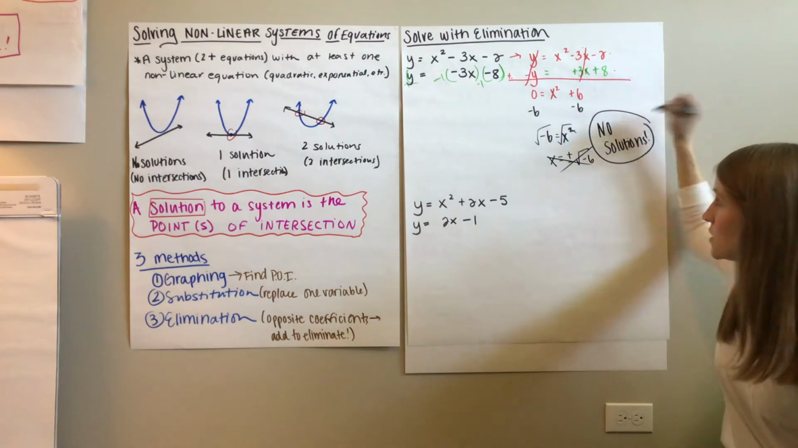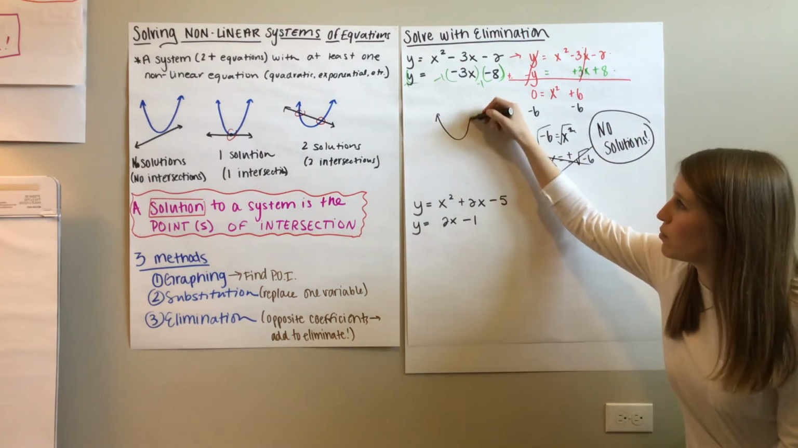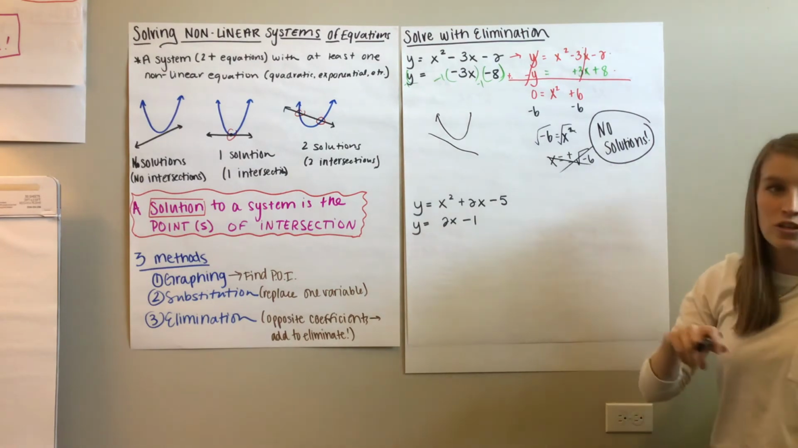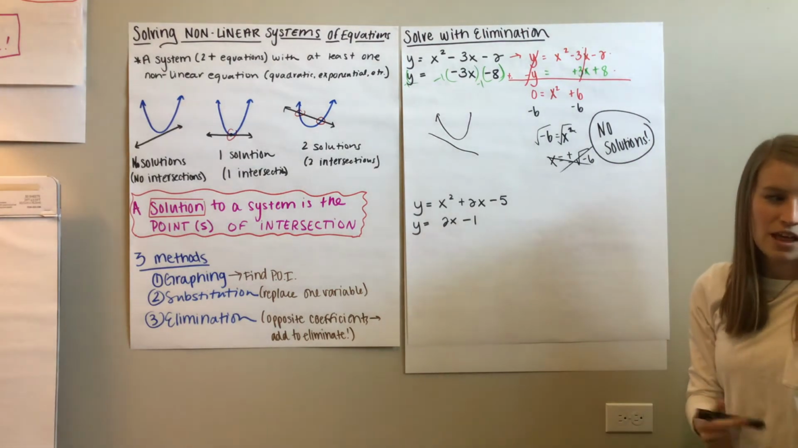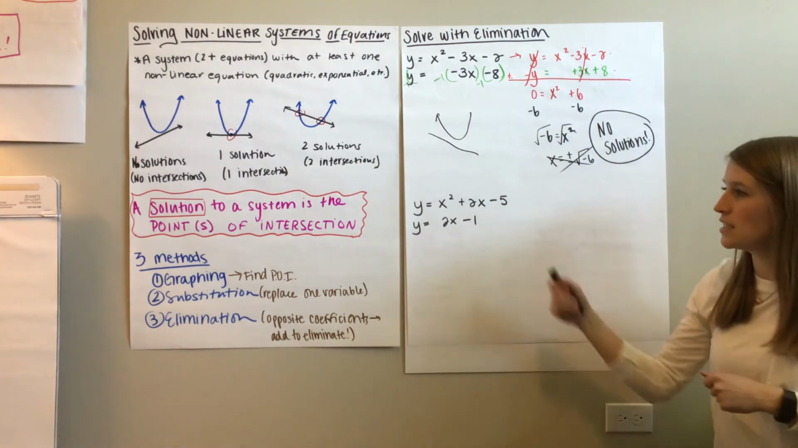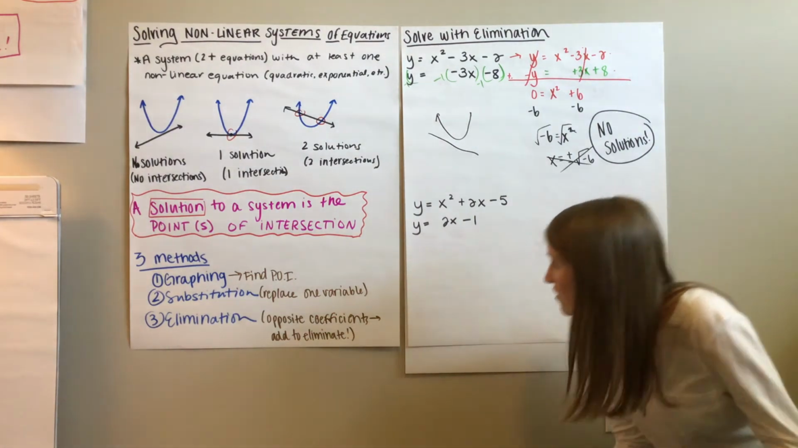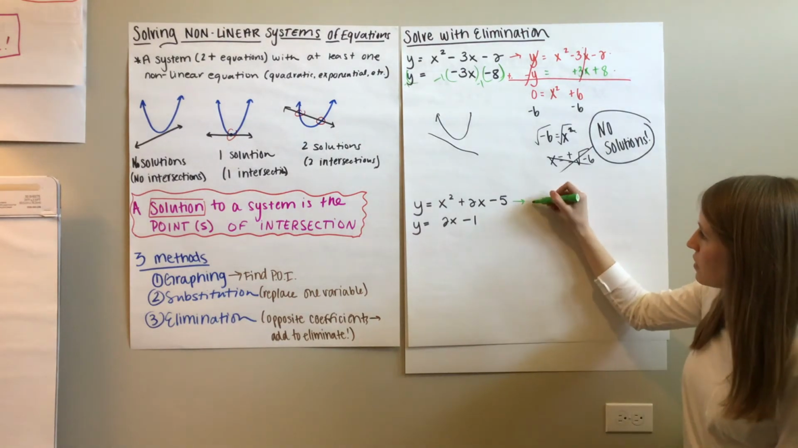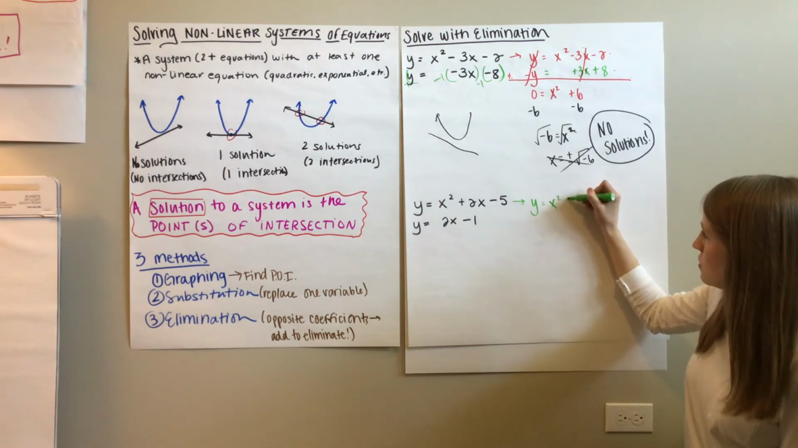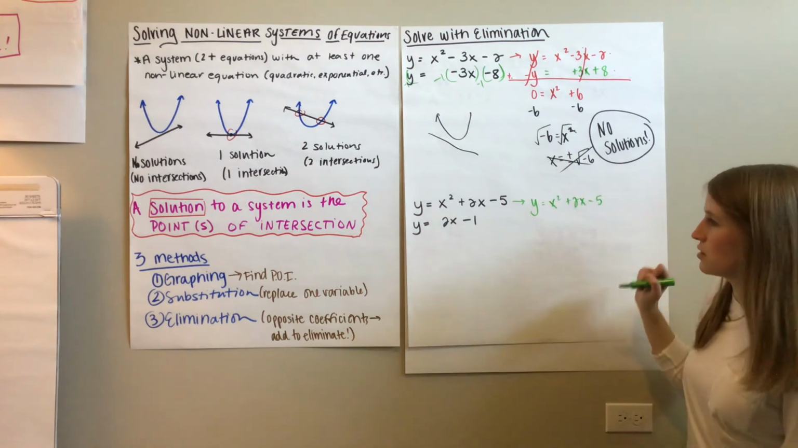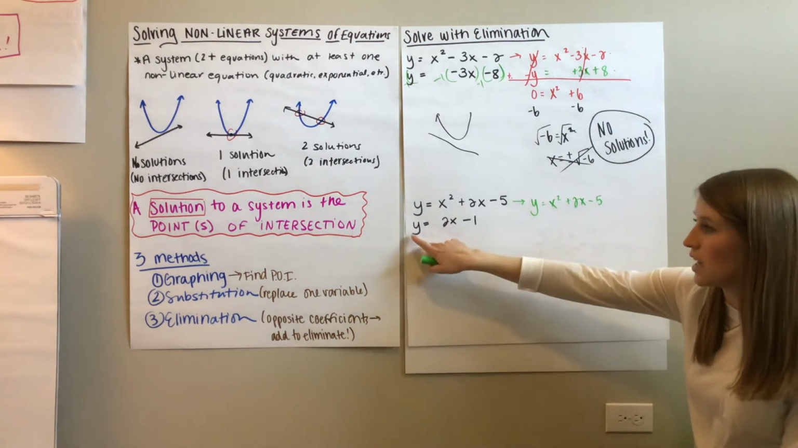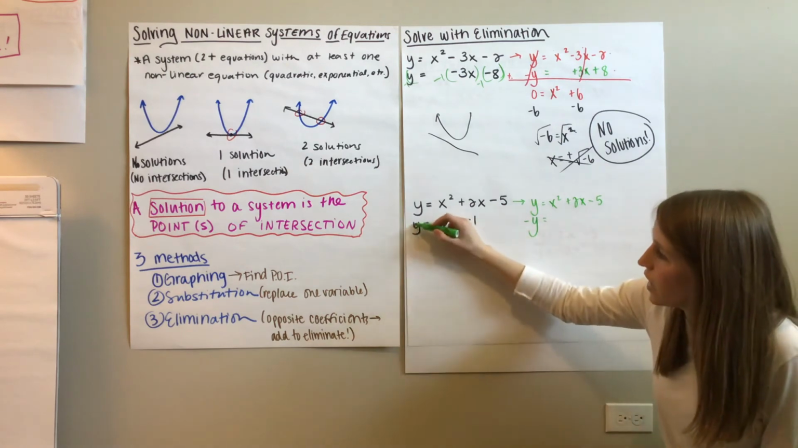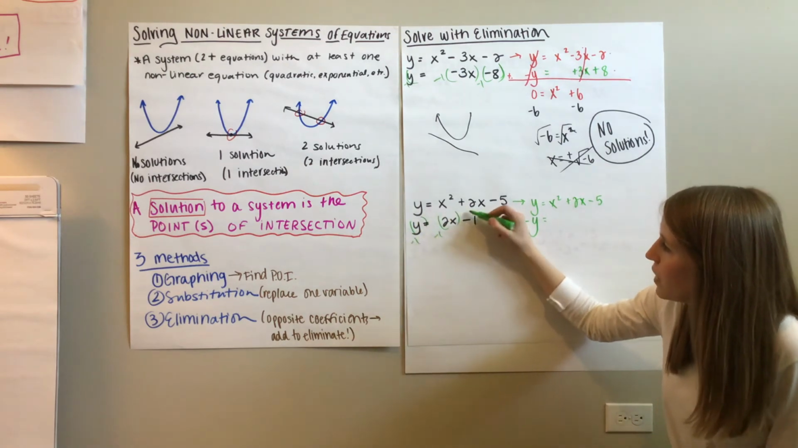There are no points of intersection, meaning that this is a parabola and this is a line that just never intersect. No solutions. That is how elimination works. Let's try one more. I've got y equals x squared plus 2x minus 5. I'm going to leave the top. The next one, it won't eliminate when it's y. It'll eliminate if it's negative y. In order to get negative y, I need to multiply everything by negative 1.